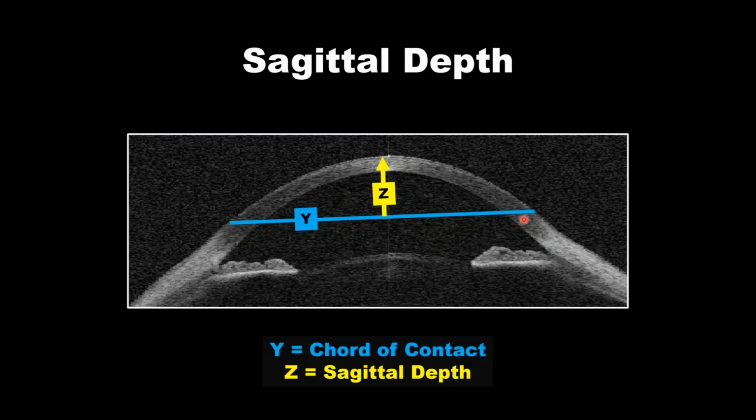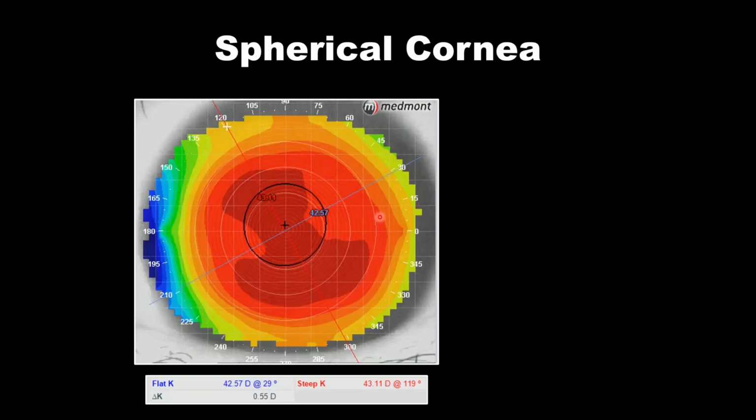And of course, what is sagittal depth? That's taking a chord of contact across the cornea, or for a scleral lens, across the conjunctiva and the sclera, then measuring from that chord of measure to the peak of the eye. So Z is how high is the elevation of this patient. Now let's do that measurement across the flat meridian and across the steep meridian. This eye measures a height of 1,501 microns this way, 1,509 microns this way.